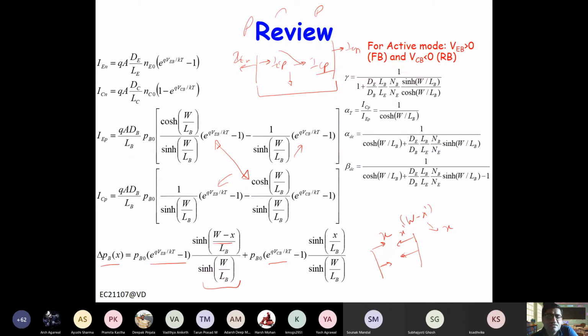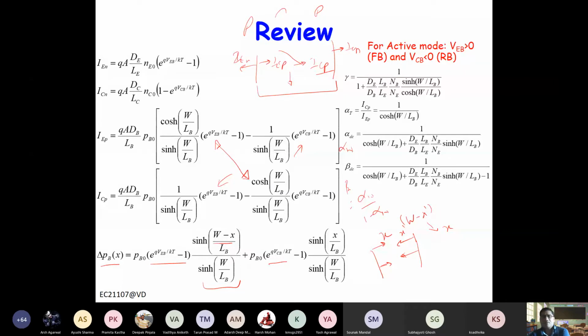Then of course we also saw different expressions for alpha. This is the alpha transport, 1 over cosh, and gamma is basically the emitter injection efficiency, and this alpha DC is also the same as alpha N, for normal mode, basically from emitter to collector, and beta is alpha over 1 minus alpha. This is also beta is alpha N over 1 minus alpha N.